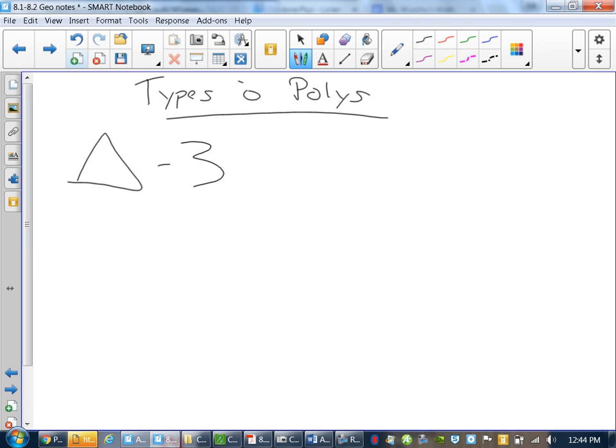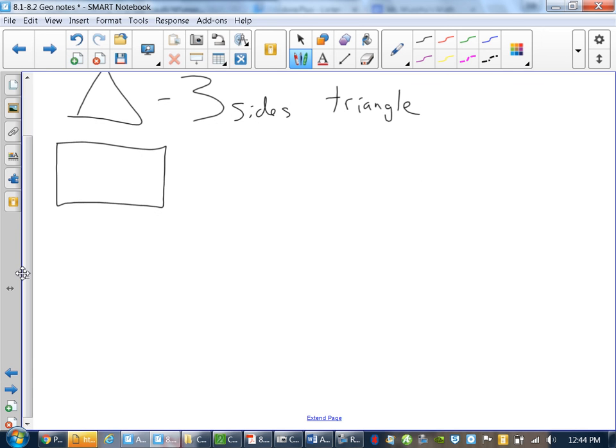Hey, how many sides is this? Or, I'm sorry, what is this called? Triangle. Three sides are called a triangle. We know that. What is a four-sided figure called? Quadrilateral. That's next. A four-sided figure is a quadrilateral.